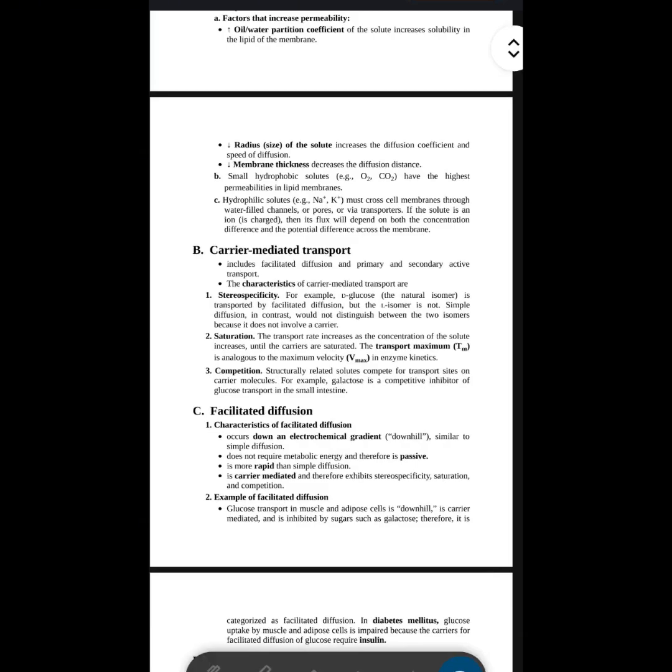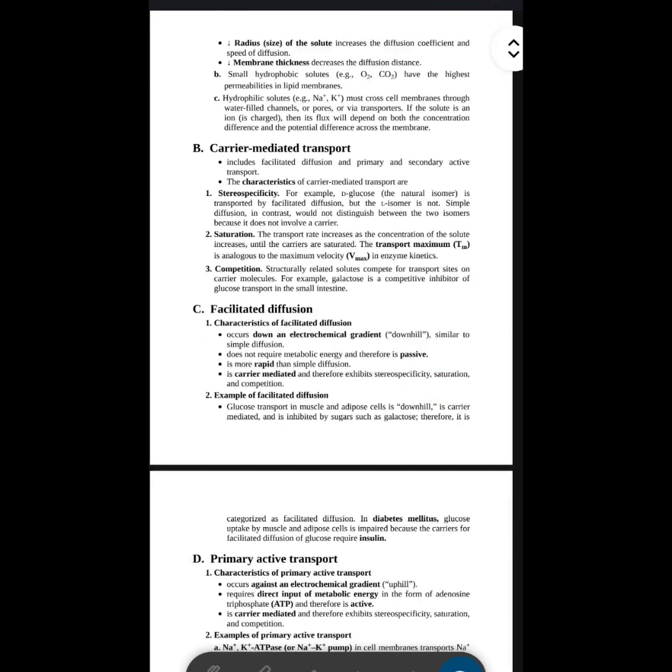Saturation: the transport rate increases as the concentration of solute increases until the carriers are saturated. The transport maximum is analogous to the maximum velocity in enzyme kinetics. Competition: structurally related solutes compete for transport by the carrier molecule. For example, galactose is a competitive inhibitor of glucose transport.